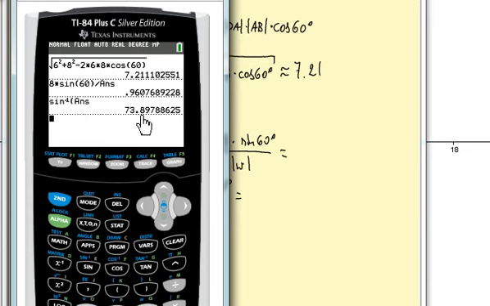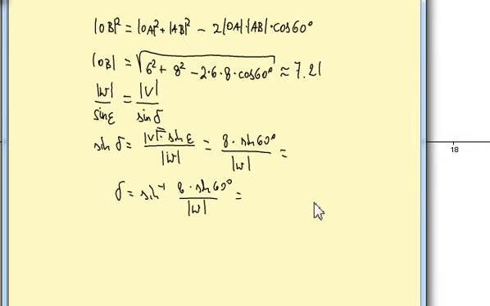And that is 73.9 if we round it to 1 decimal place, and in case of degrees we usually round to 1 decimal place. So it's approximately equal to 73.9.